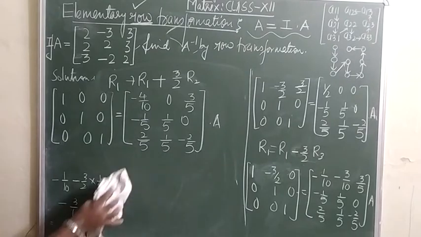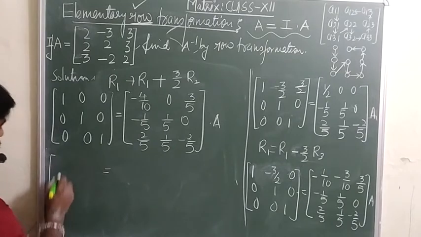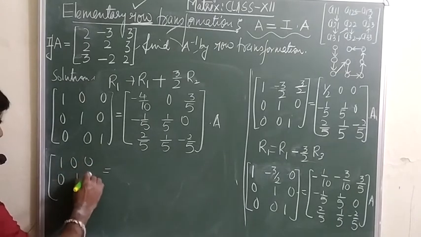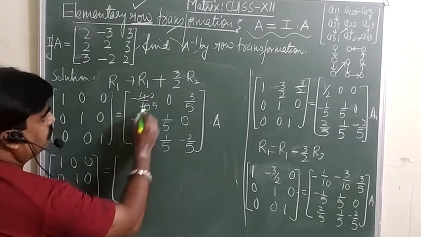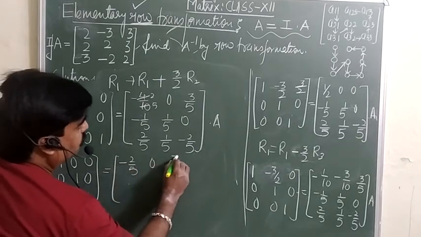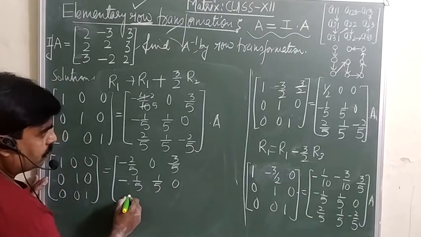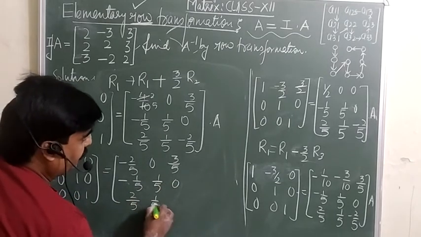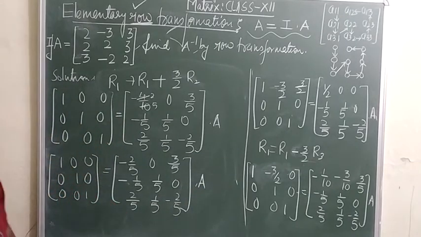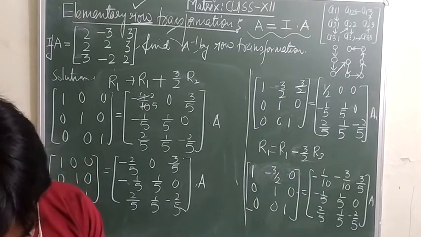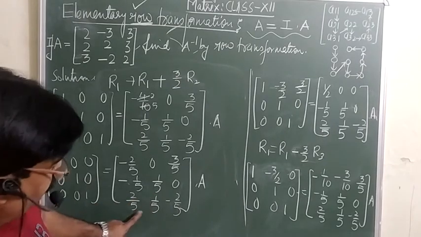Or this can be written as, this minus 4 by 10 you can write as minus 2 by 5. So this is 1, 0, 0, 0, 1, 0, 0, 0, 1, and minus 2 by 5, 0, 3 by 5, minus 1 by 5, 1 by 5, 0, 2 over 5, 1 over 5, minus 2 over 5 into A. This is what you are getting. So let me check: minus 2 by 5, 0, 3 by 5, minus 1 by 5, 1 by 5, 2 by 5, 1 by 5, minus 2 by 5, yes.